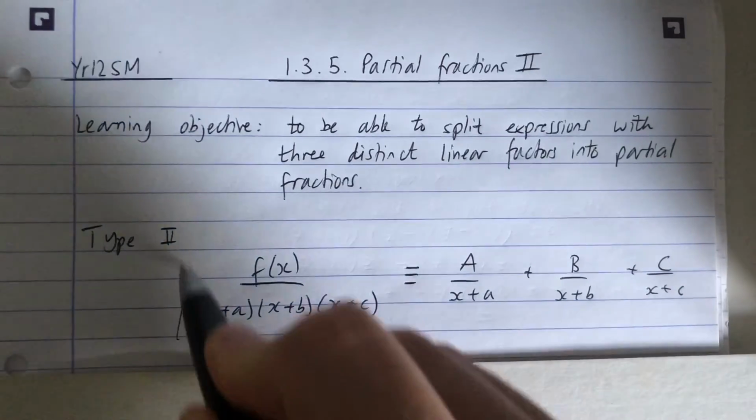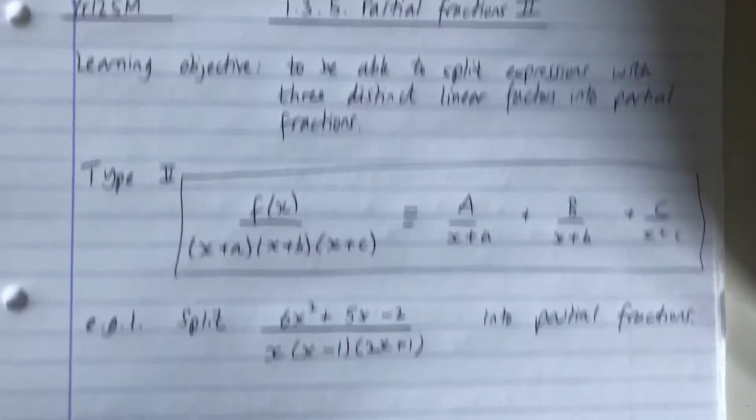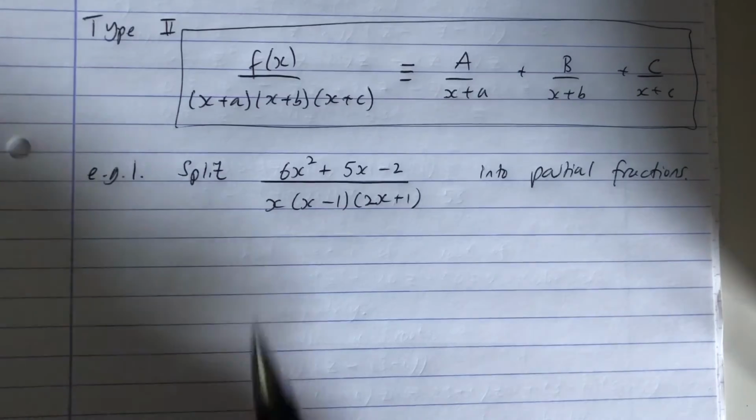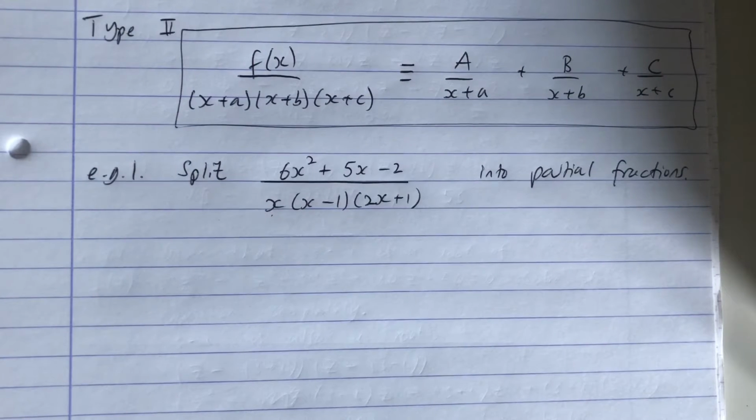And you need to remember that. So a question will look something like this. You have an expression with 3 distinct factors on the denominator. Now if the denominator is not factorized, that is one thing you will have to do yourself. Okay, so definitely check to see if the denominator is factorized. This one is.